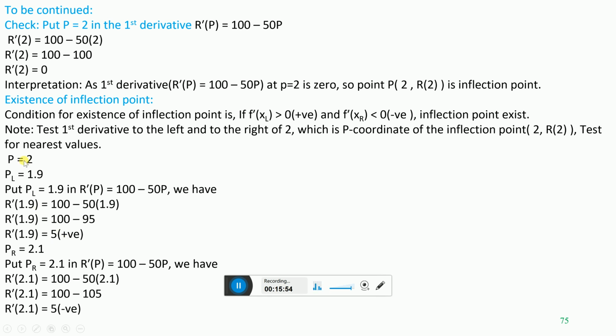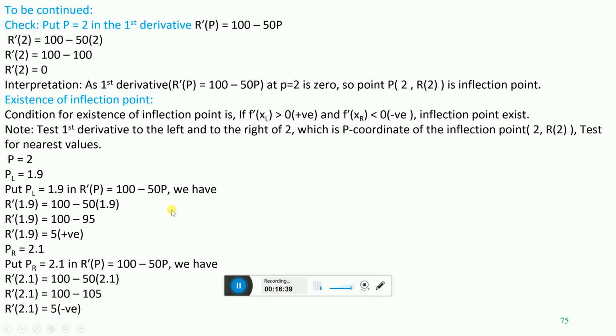And now I am checking to the right of P is equal to 2. I will check the slope of the function R, the first derivative of the function, to the right of 2, at the near value. What is the near value? 2.1. So PR means the near value to the right side of 2, that is 2.1. We will check the first derivative at 2.1 as well. So R prime of 2.1 is 100 minus 50 times 2.1, which is 100 minus 105, and R prime of 2.1 is equal to negative 5.